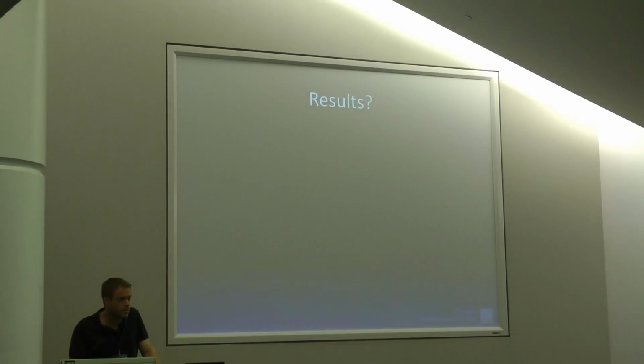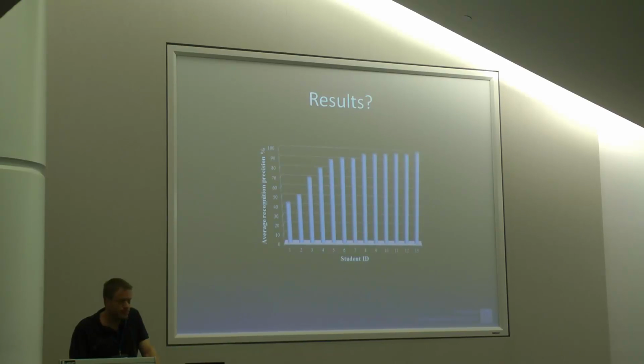So, what were the results? The first one or two students got an average precision of 40 and 50%. Needless to say, they didn't continue with a career in computer vision research. But the six top scoring students all got results which were better than high-profile publications as late as 2009.